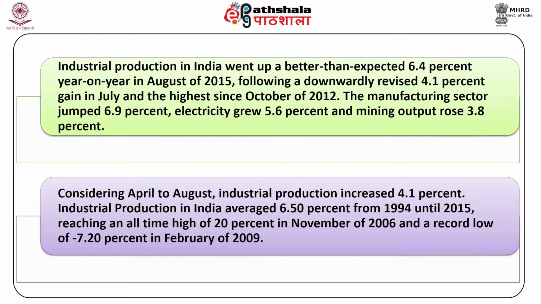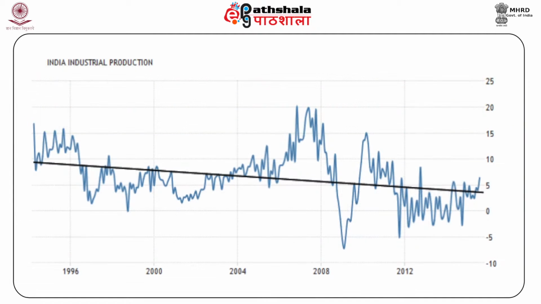Considering April to August, industrial production increased 4.1%. Industrial production in India averaged 6.50% from 1994 until 2015, reaching an all-time high of 20% in November of 2006 and a record low of minus 7.20% in February of 2009. Looking at the trend line in figure 1, we can see a downward trend in the IIP.